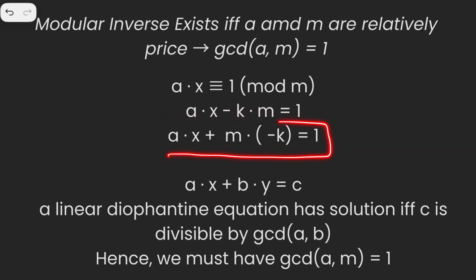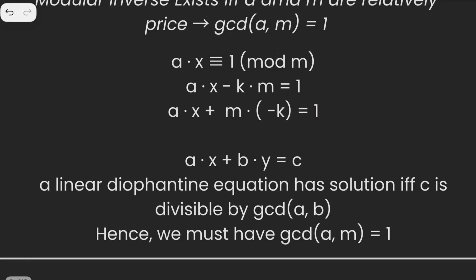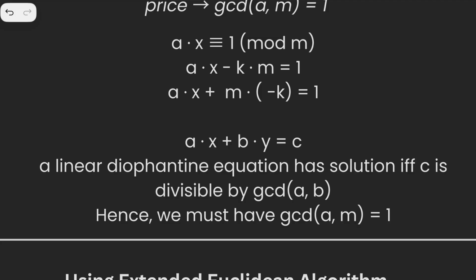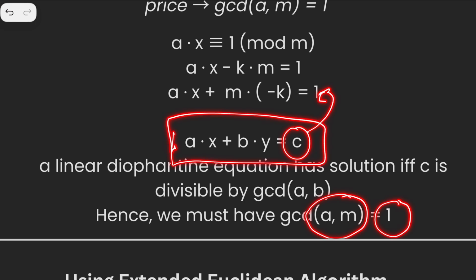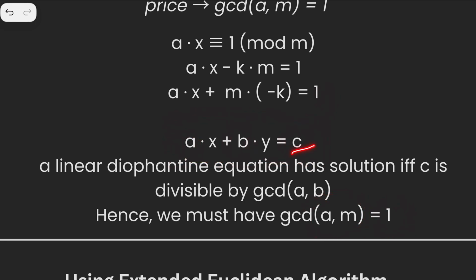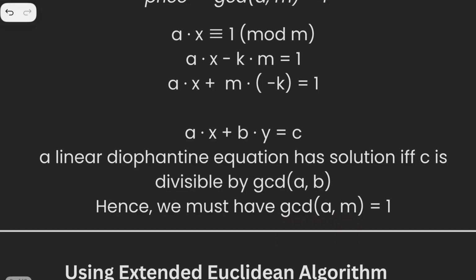I have written it in this format purposefully because this perfectly matches with our linear Diophantine equation. That's why I told you to go through the linear Diophantine equation first. For a solution to exist for this, GCD of a and b should divide c. Now c here is 1, b here is m, a is a. So GCD of a and m should be equal to 1. Why? Because c is 1 here. And to have a solution for this linear Diophantine equation, GCD of a comma b must divide the value of c. c is 1. So what divides 1? 1 only. That's why GCD of a comma m needs to be 1.